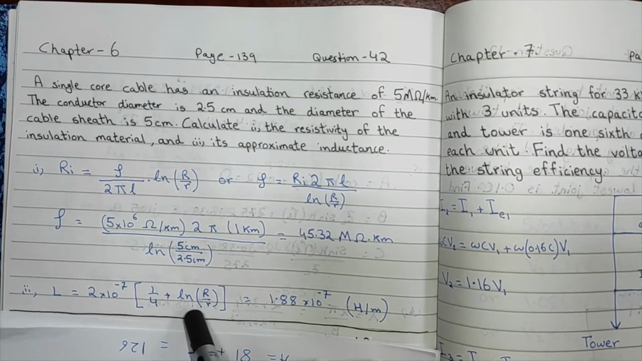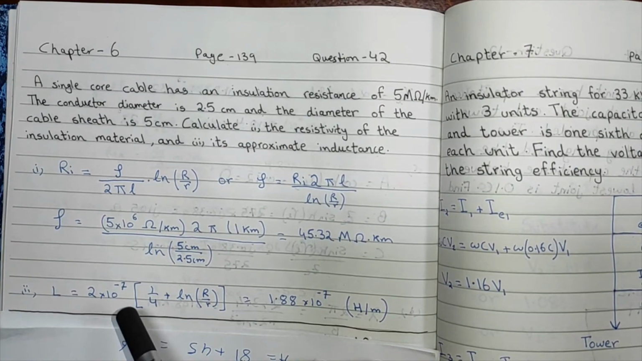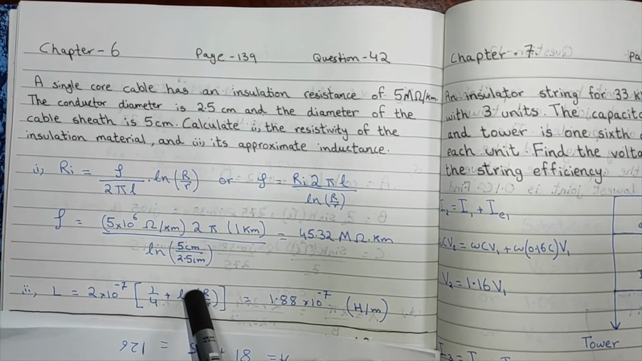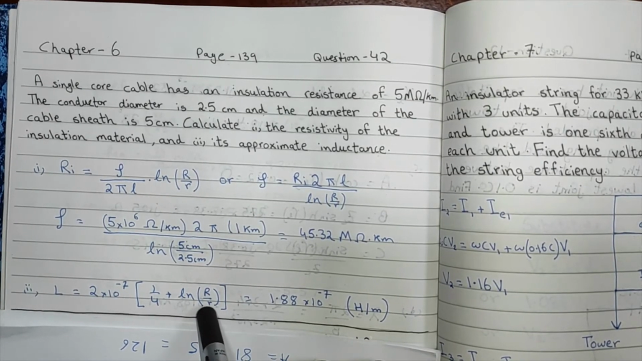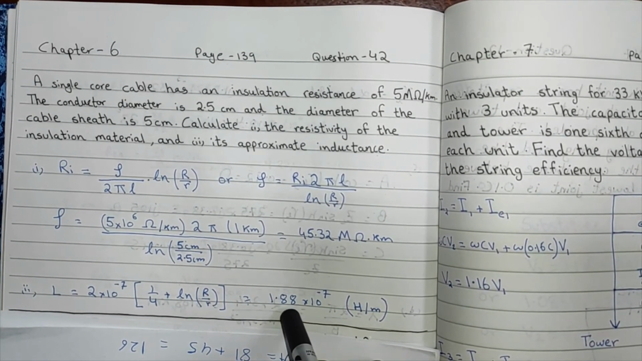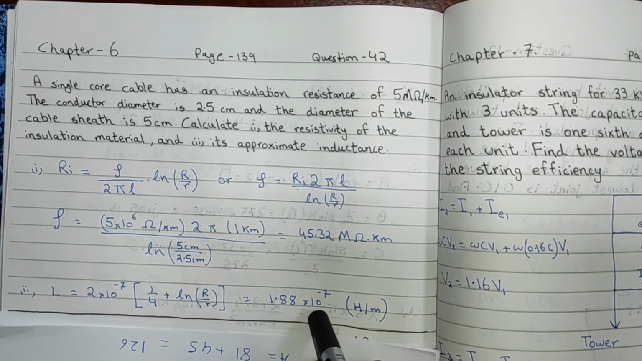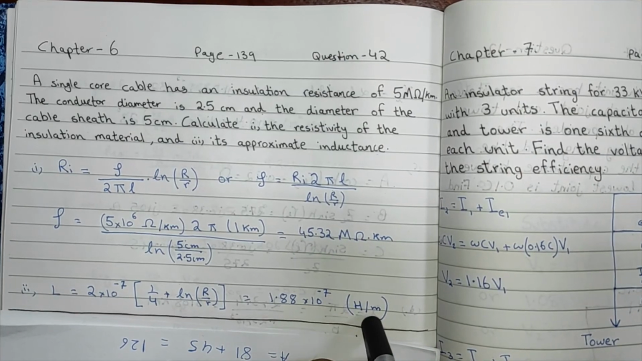the conductor radius. So if you just plug in the values which are already given to you in the question, the values that you will plug in will be for the diameter of the sheath and the diameter of the conductor. Just plug them in and then you will find the approximate inductance to be 1.88 times 10 to the power minus 7, and the unit for this one, remember, will be Henry per meter.